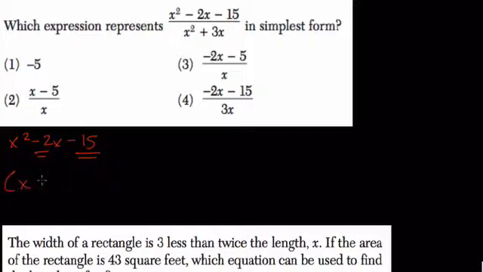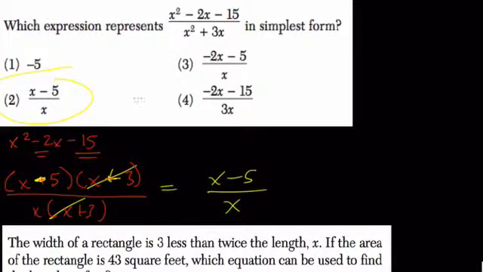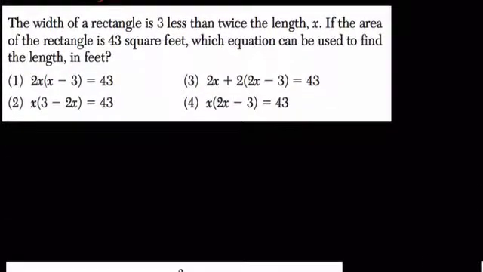So that means x plus 5 times x minus 3 is also the same expression. Put this over x squared plus 3x, factor out the x, we get x times x plus 3. This is a common strategy for them in these kinds of tests, right? And also I made a mistake in the numerator, sorry. It should be negative 5 and positive 3. So now x plus 3's cancel out, and what do we get? We get x minus 5 over x. Choice 2. Okay, rectangle problem.